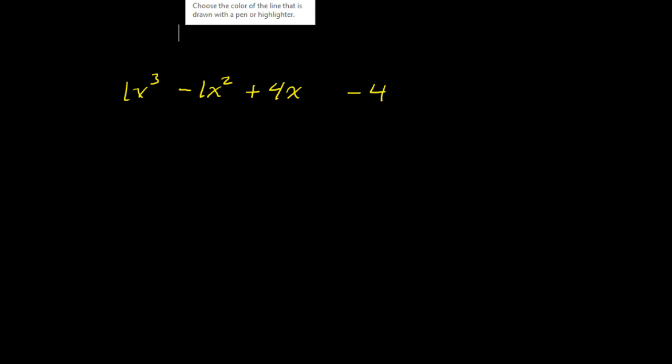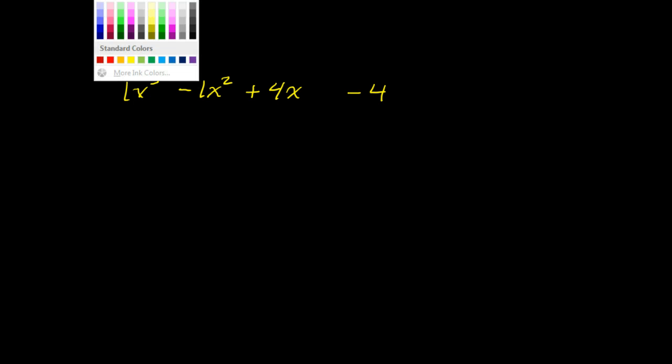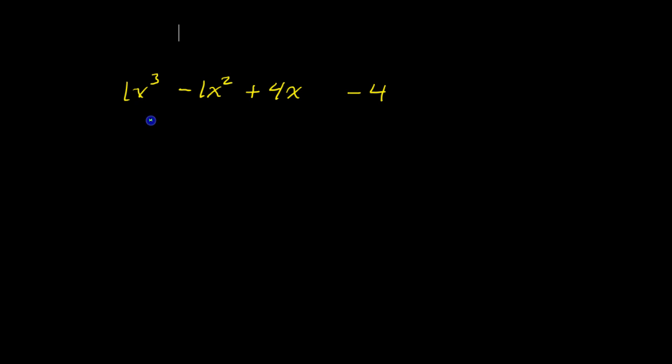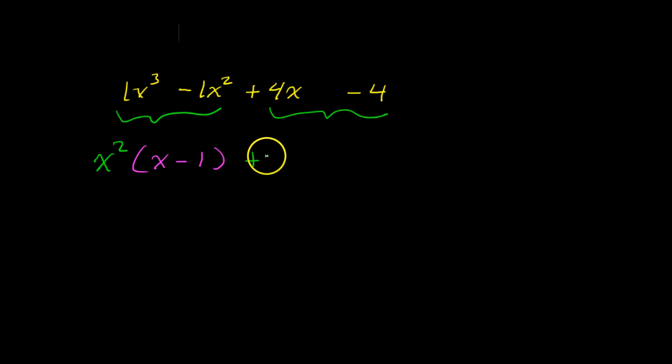So if I want to do grouping, then I'm going to look at these two terms and pull out the common factor. The common factor there is x squared, and that's going to leave behind x minus 1. Now if I do the same thing over here, the GCF is 4, so I'm going to pull out a positive 4, and that's going to leave behind x minus 1.